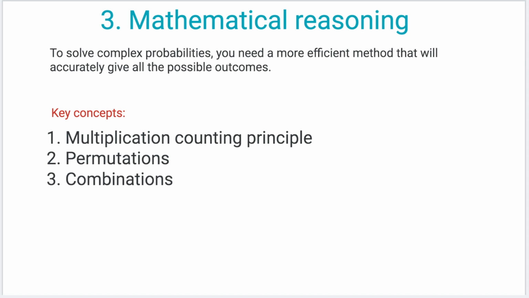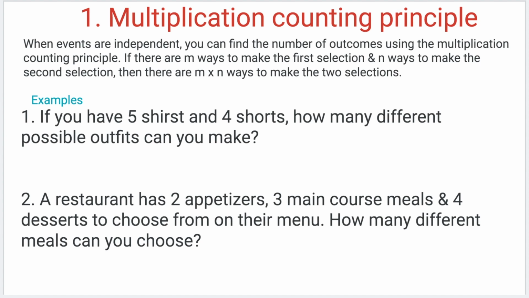So after analyzing the first 2 methods, we come to this third method called mathematical reasoning to go around the issue of the methods being cumbersome and not very reliable. The mathematical reasoning helps to solve complex probabilities more efficiently and will give you all possible outcomes. So there are 3 key concepts that we're going to explore in this video. The first one being the multiplication counting principle, then permutations and combinations. There are going to be lots of examples and exercises for you to try, so please make sure that you pay attention and follow along. So the first concept we're going to look at is called the multiplication counting principle.